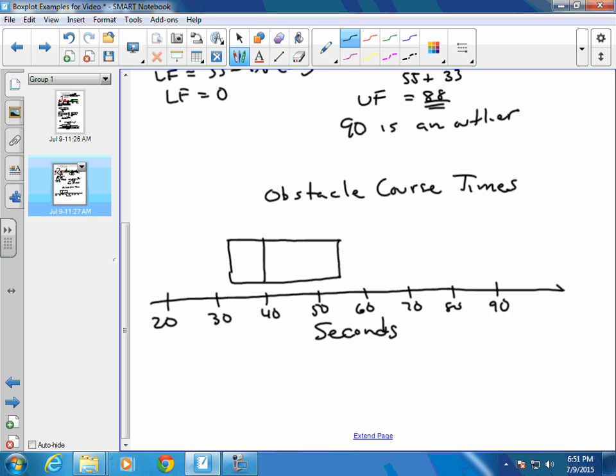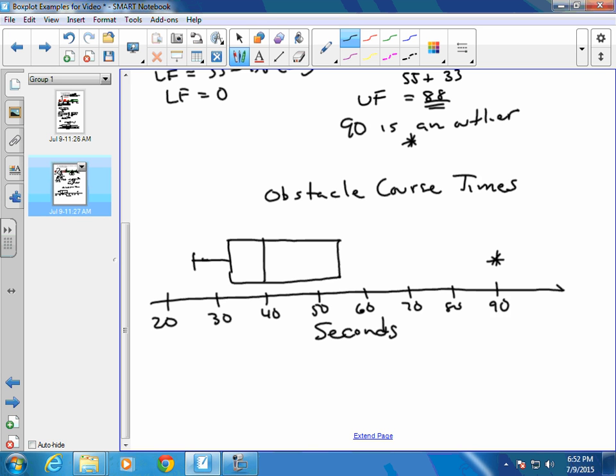And there were no low-end outliers. So my whisker is going to go down to the lowest data value, which was 26. We have an outlier on the high side. So the way that we do this is an outlier is going to get graphed as a little asterisk in a box plot. So we're going to put an asterisk out at 90.